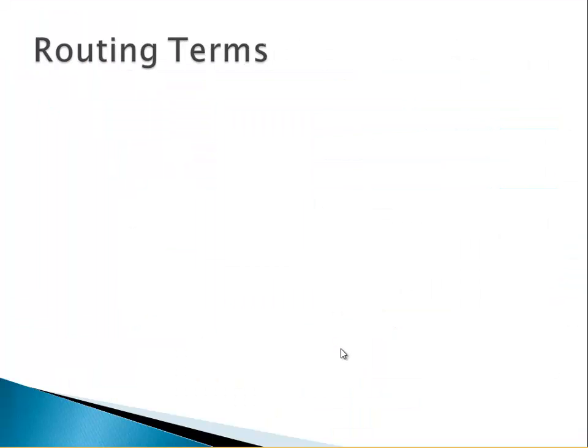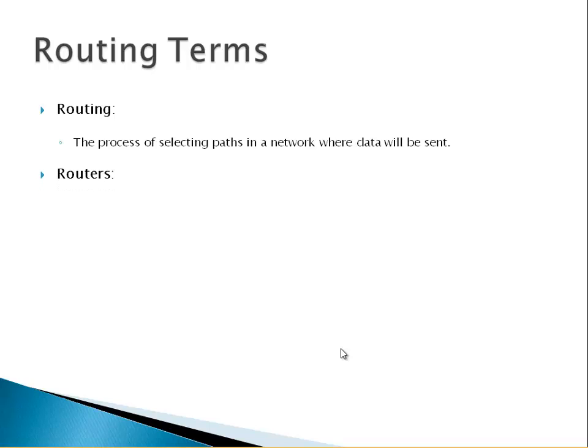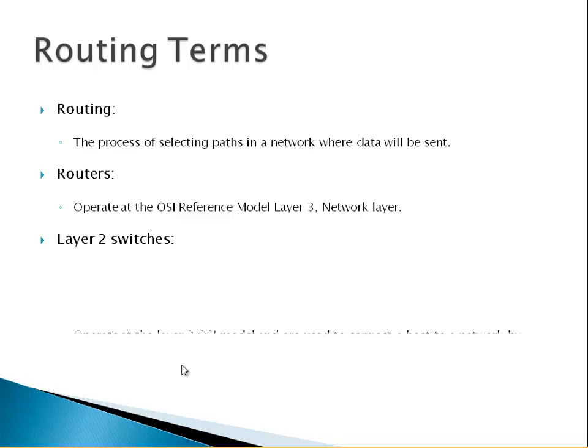Routing terms. Now, we have routing, the process of selecting the path, or the best path, in a network where data will be sent. Routers are the devices that operate on OSI reference model layer 3 that are going to keep these routing paths. Then we have layer 2 switches.